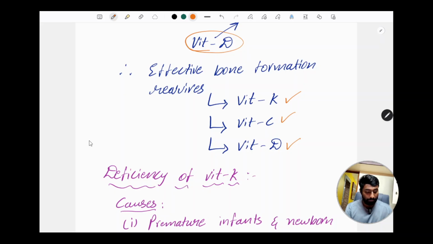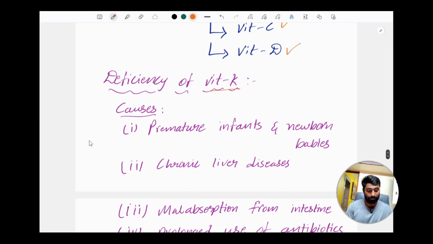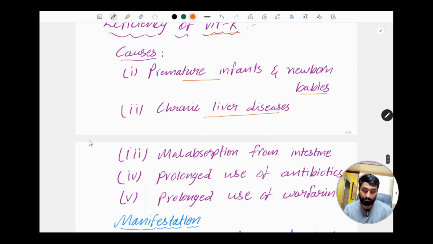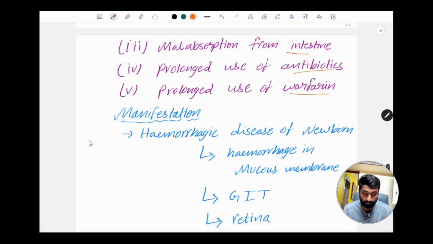Now, if we see the deficiency of vitamin K, usually the deficiency is rare because the body itself is producing vitamin K through intestinal bacteria. Now, if at all it causes any deficiency, the causes are premature infants and newborn babies, whose body system is not developed enough for the production of vitamin K, and chronic liver diseases, malabsorption from the intestine, prolonged use of antibiotics, where these antibiotics are killing the intestinal bacteria, and prolonged use of warfarin.